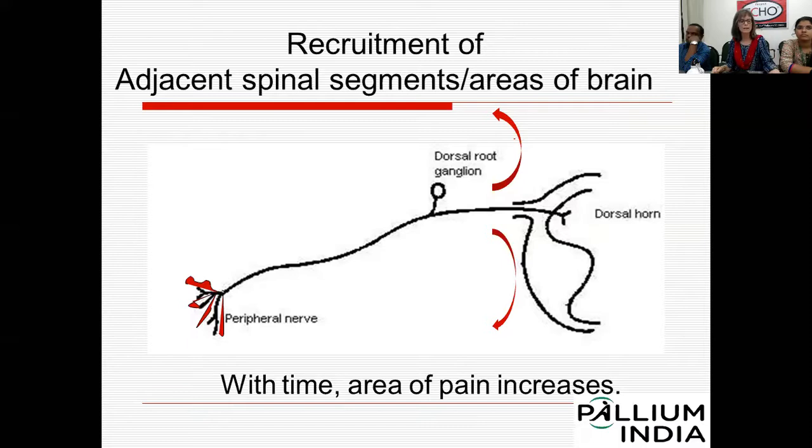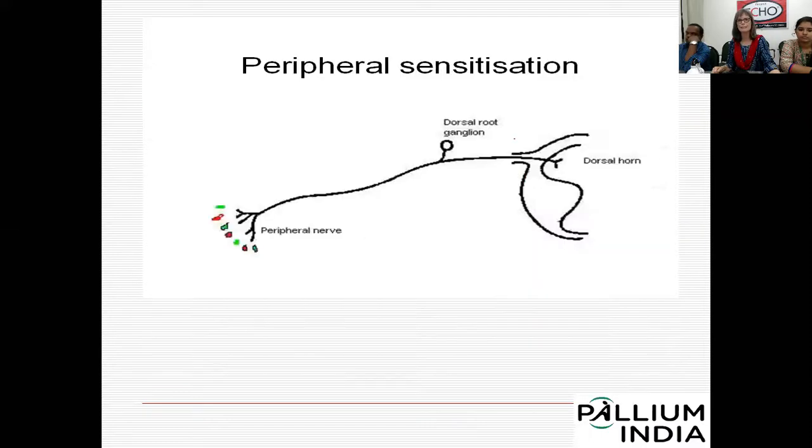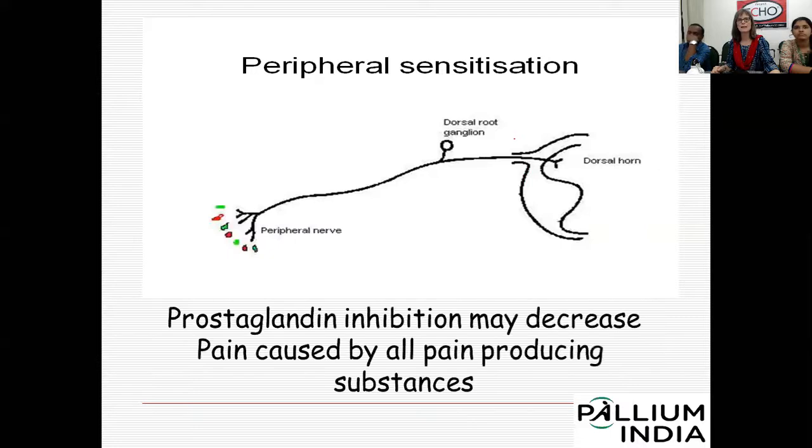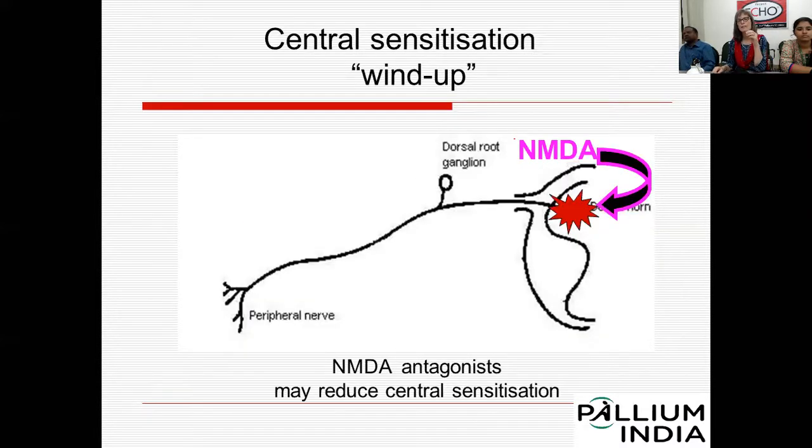So the chronic pain is a different entity. Again, I mentioned the peripheral sensitization, which could decrease with prostaglandin inhibition if it's given in time. And then finally, the phenomenon of wind-up, which is NMDA mediated in the central nervous system, can lead to worsening pain and decrease in effectiveness of opioids.